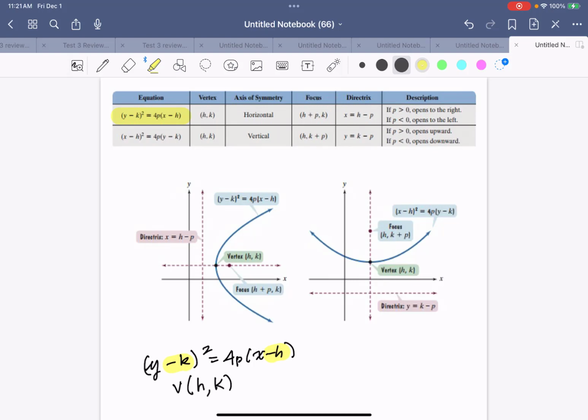And it's in the order, the x has to go first, so (h, k), and it's always the opposite of what's in those parentheses. The focus for this one will be at (h plus p, k), so again we got to find that p, and the directrix will be x equals h minus p.